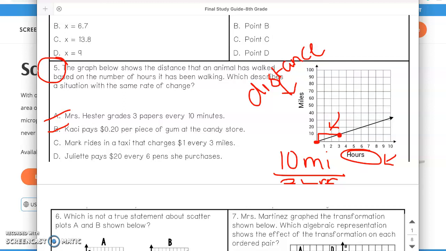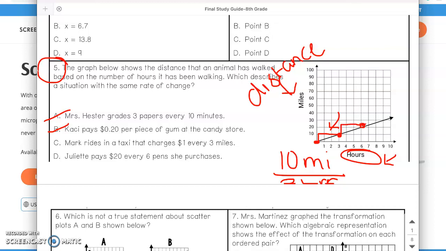Now, what about Juliet pays $20 for every 6 pens she purchases? Now that, although there are different units, let's look. If she runs 10 miles in 3 hours, what's my next one going to be? I'm going to run 20 miles in 6 hours.